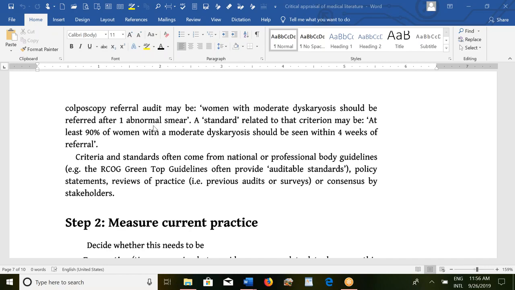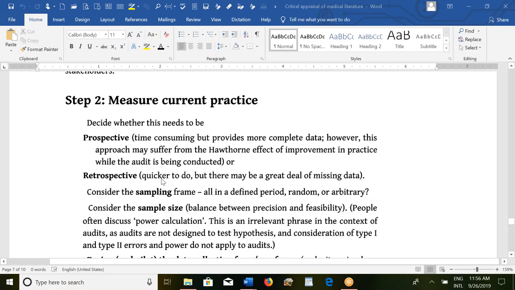Then you will search for the standard. We know that for cervical screening, the standard is that the patients in these circumstances should be seen: 90% of the patients should be seen within 4 weeks of the referral. So criteria and standard should not be confused. Criteria is according to what we are selecting our patients, and standard is what is expected that you should do in a good hospital.